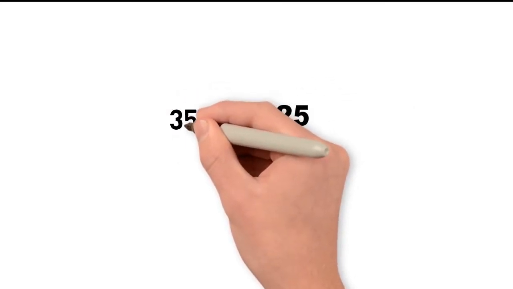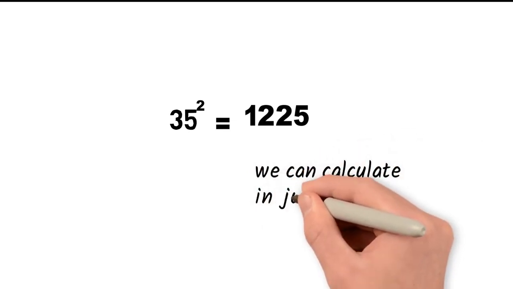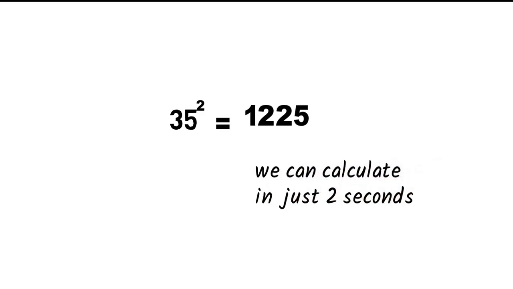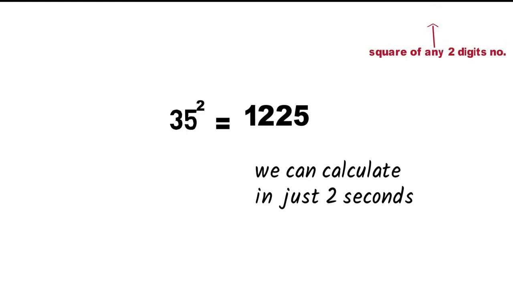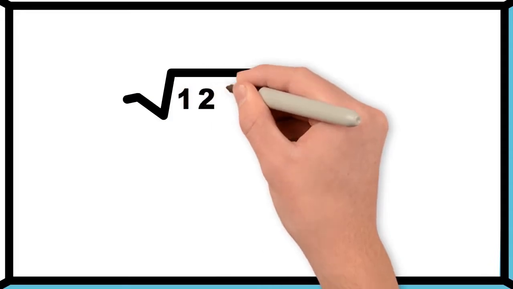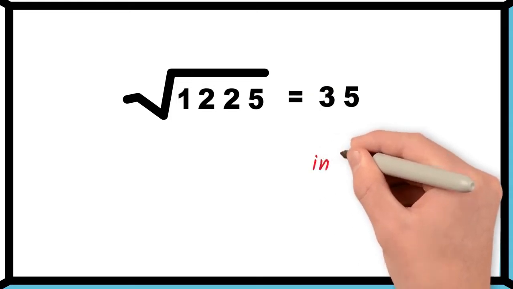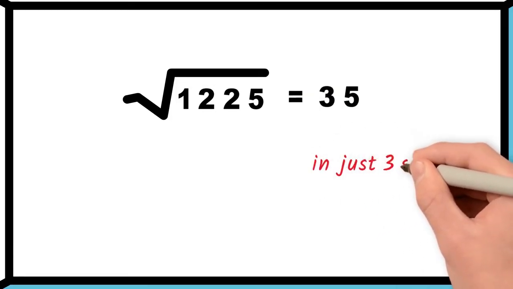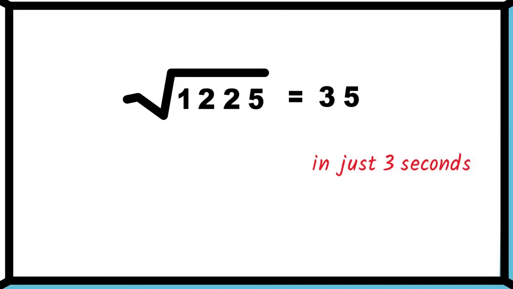Also, 1225 is a perfect square of the number 35. It means 35 square is equal to 1225. We can calculate it in just 2 seconds. You can watch this by pressing the I button. On the other hand, we can say the square root of 1225 is 35. It's time to solve the square root of any number in just 3 seconds with the help of Vedic math.